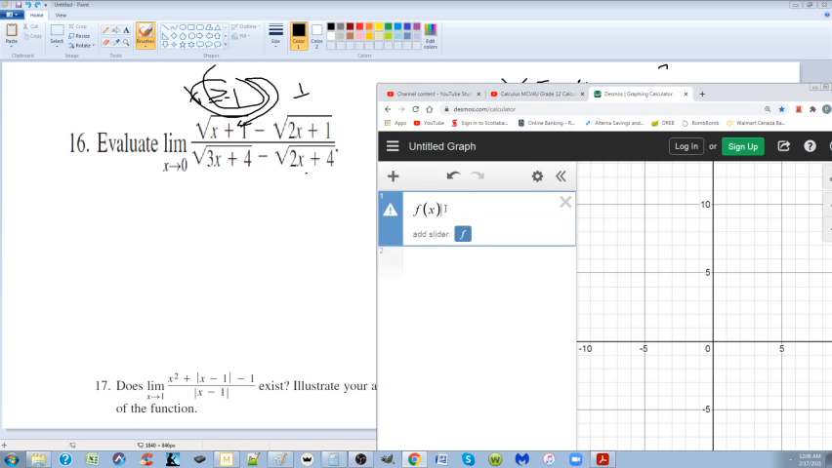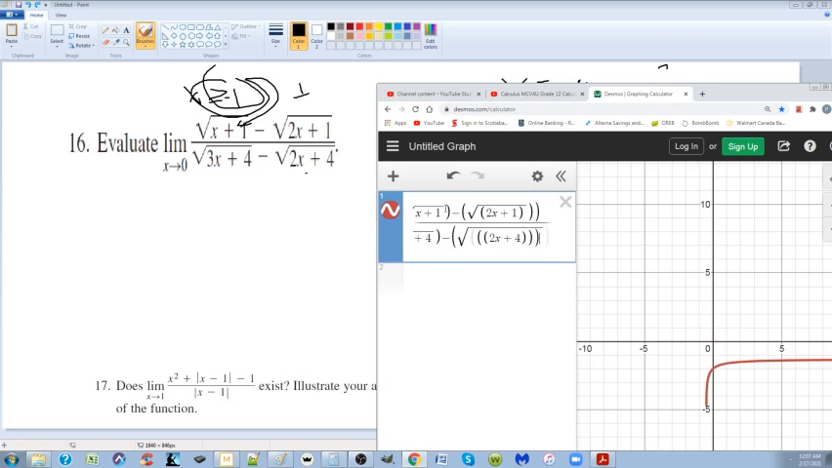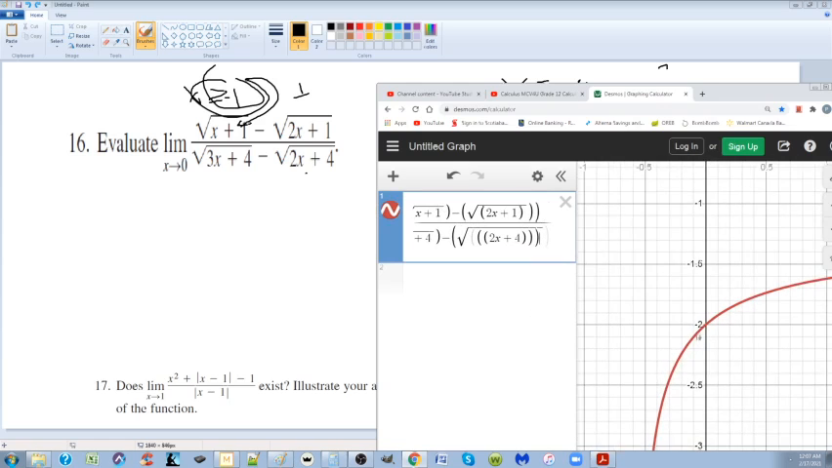F of x. This is the nice thing about square roots. Let's do it like that. Square root of x plus 1, minus. I'm going to put it all in big brackets so that I can divide it by something. Minus open bracket square root of 2x plus 1. All of it divided by, open brackets twice, square root of 3x plus 4, minus, open bracket square root of 2x plus 4. There we go. And there's our answer.